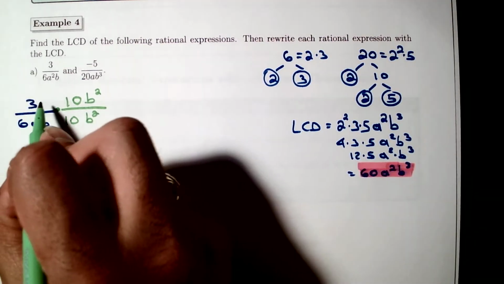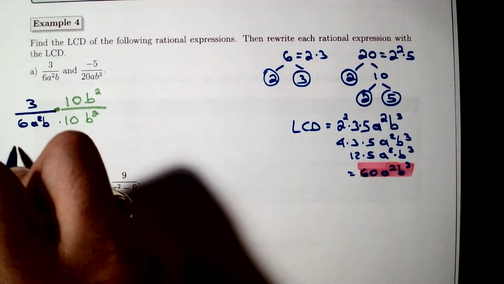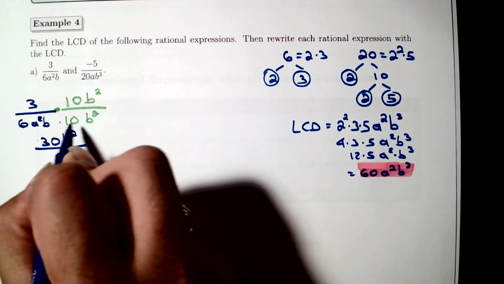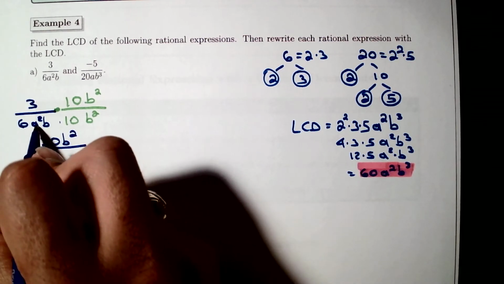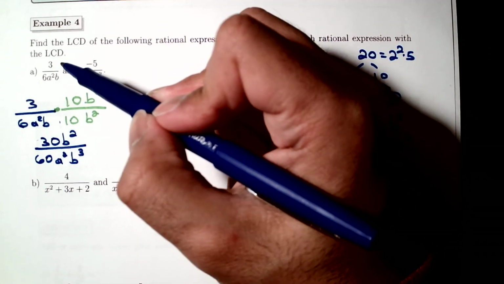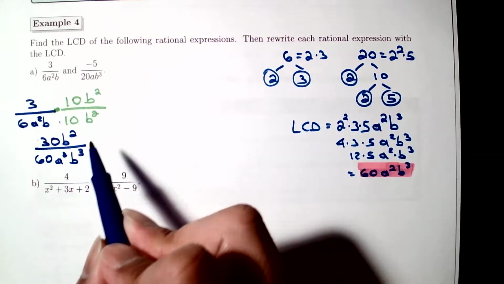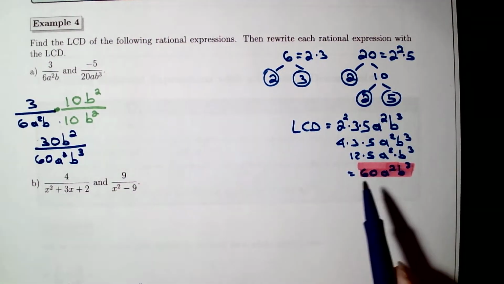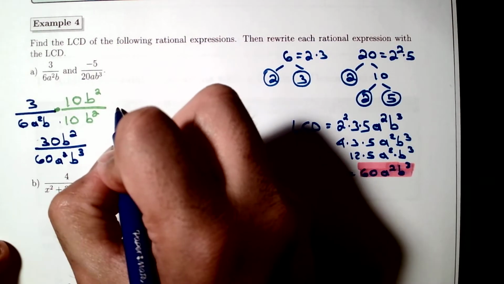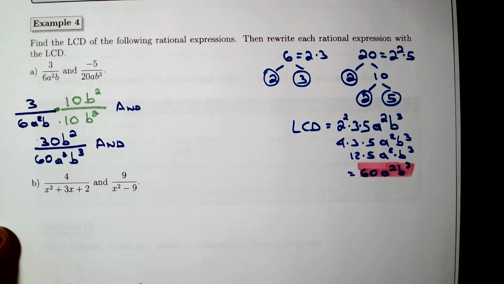So let's multiply across. 3 times 10, that's 30. B squared over 6 times 10, which is 60 a squared b cubed. So we just transformed this rational expression into an equivalent one that displays a least common denominator with the other fraction. Now let's see. And so let's do the same with the next fraction.